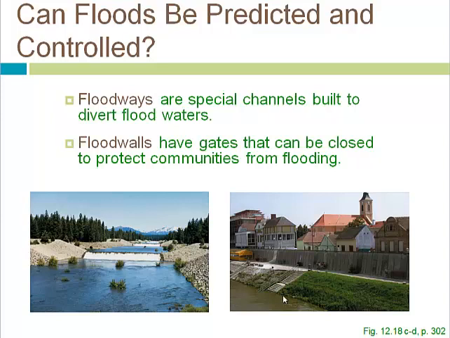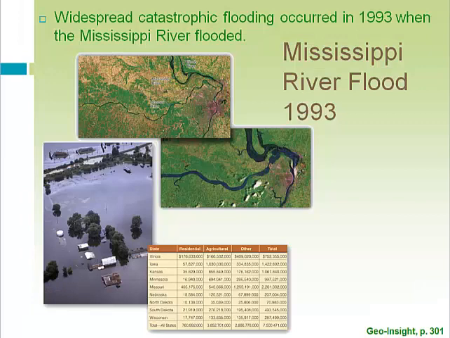Then you have flood walls. This is a wall. This is probably Europe, where they put gates and other openings so you can get out to the water, but if it's flooding, you close the gate or you keep people from coming into the area, and the water is then stopped from flooding the town. And flooding can be pretty dramatic.